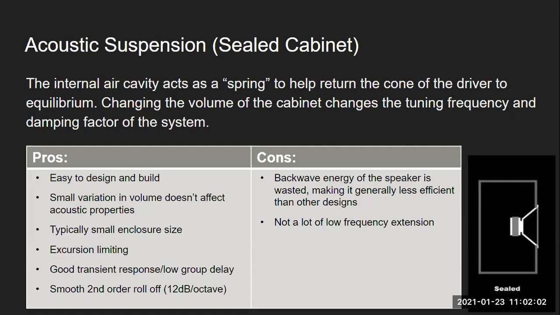However, it's typically hard to get a very wide bandwidth, especially low bass extension, with sealed designs. And because you're just sealing the thing, you're wasting all the backwave energy. In some designs where you're using the backwave energy, you can get way more efficiency out of this moving driver. Here you're throwing away all the kinetic energy coming off of the back.